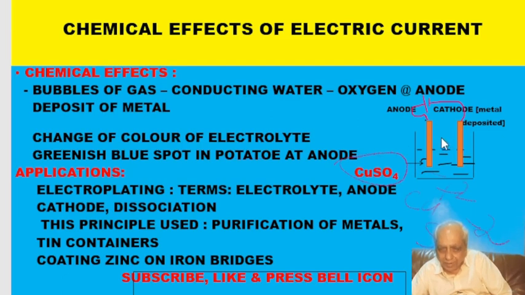So in net, what is happening? Copper metal is forming copper ion at the anode and getting dissolved in the electrolyte. From the electrolyte, copper ion is going towards the cathode, reacting with 2 electrons and getting deposited at the cathode. So this process is called electroplating, meaning creation or formation of a metallic layer on another metal.